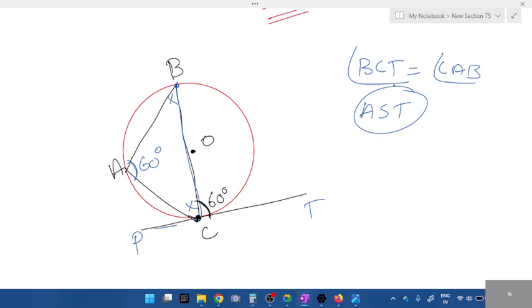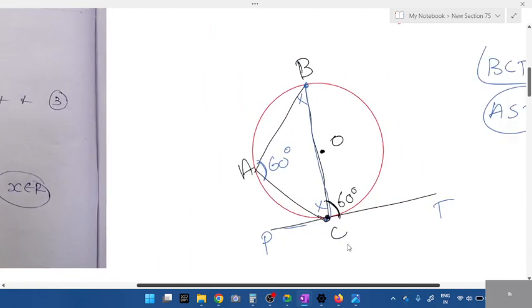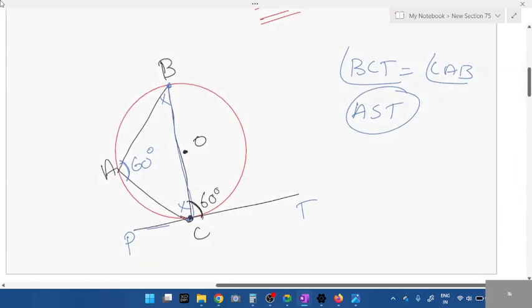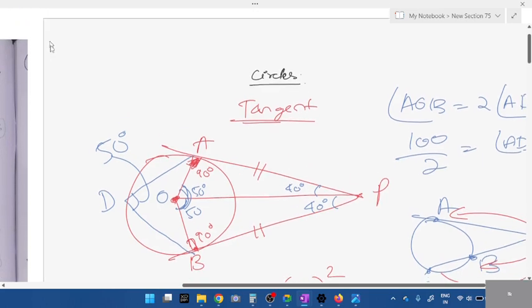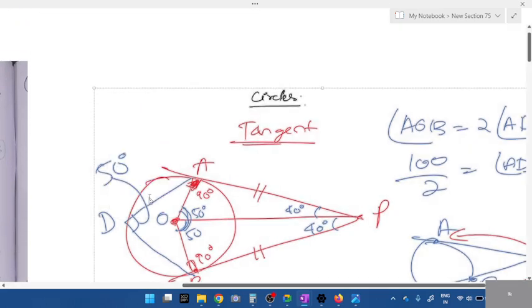Is it clear? Did you understand? What else do we have? Alternate segment. Fine. For this test, I have just given basic questions, students. You all should practice.